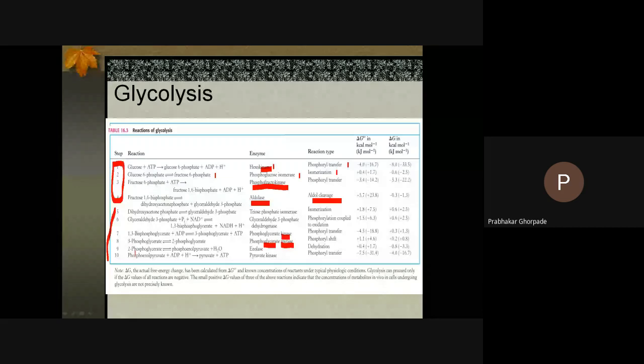Then 3-phosphoglycerate converted into 2-phosphoglycerate, that is a mutase reaction, phosphoglycerate mutase. Then 2-phosphoglycerate got converted into phosphoenol pyruvate with the help of the enolase reaction. Then phosphoenol pyruvate got converted into pyruvate with the kinase reaction. Again, kinase means phosphoryl shift is there. So these are the different steps.